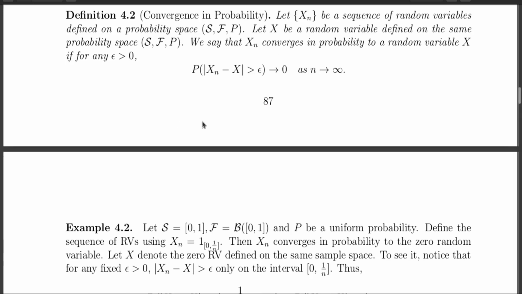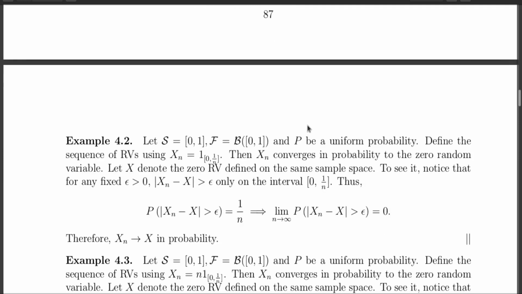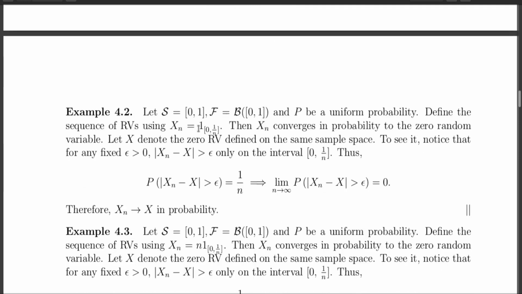Let us take some examples. So the first example is basically, again we start with the same basic setup, that S is [0, 1], F is the Borel sigma field over [0, 1], and P is the uniform probability over [0, 1]. And we will again talk about the same random variable: Xn is 1 on the interval [0, 1/n], and otherwise it is 0. And in this case we can easily see that this random variable converges to 0 in probability also.